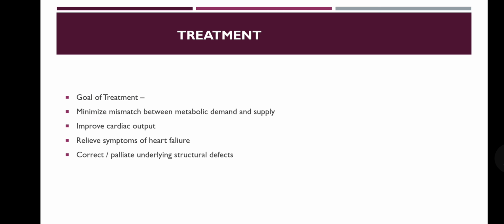Now the treatment. The goal of the treatment is to minimize the mismatch between the metabolic demand and the supply. That means we are targeting to give enough oxygenated blood to every organ of the body. So our main motto is to increase the cardiac contractility, decrease afterload, and increase the venous return to the heart. That means the heart is able to pump enough blood to every organ of the body. So increase the cardiac output and relieve the heart failure symptoms, with palliative treatment, or curative treatment if there is a structural problem.